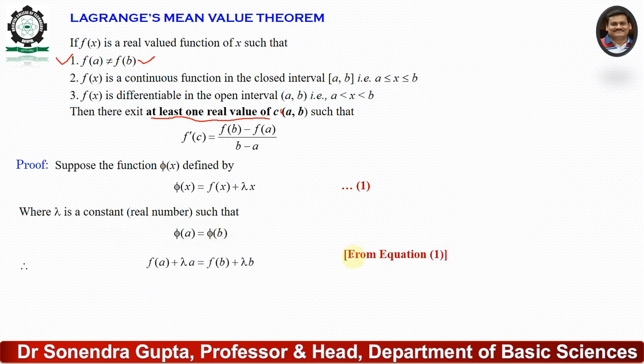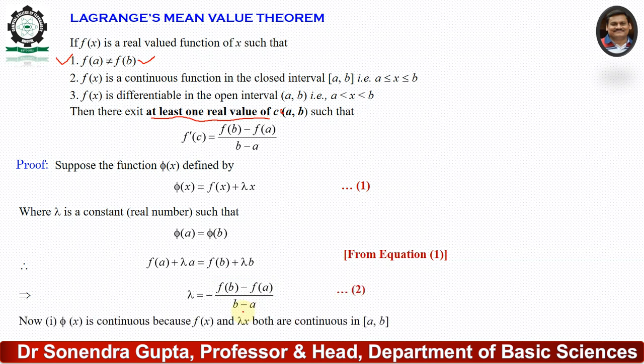Therefore from equation number 1, f of a plus lambda a equal to f of b plus lambda b. Why? Because we put x equal to a in equation number 1, then we get f of a plus lambda a. Similarly, x equal to b in equation number 1, then f of b plus lambda b equal to this much. Now we rearrange this term, then we get lambda equal to minus f of b minus f of a divided by b minus a. Now say this is equation number 2.